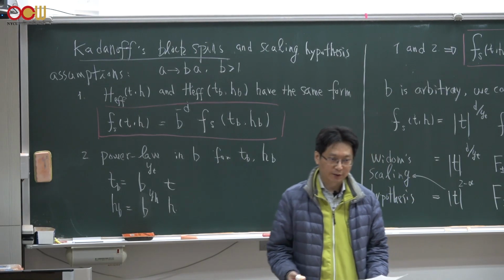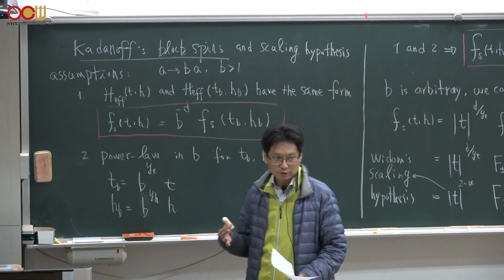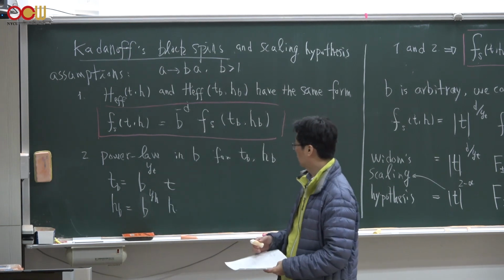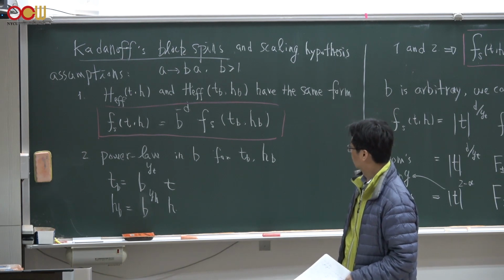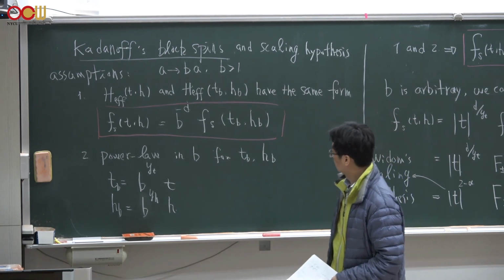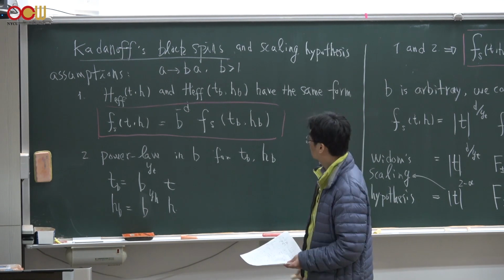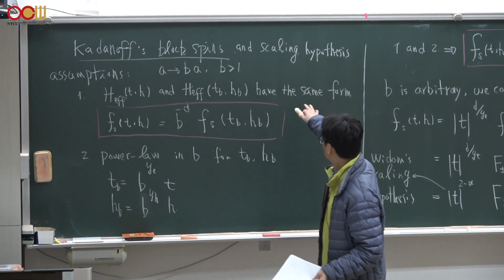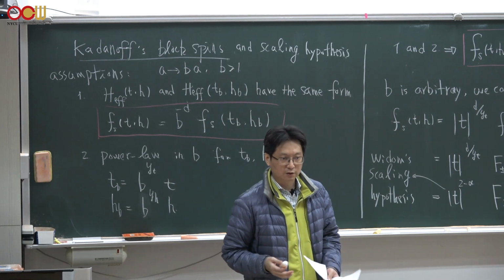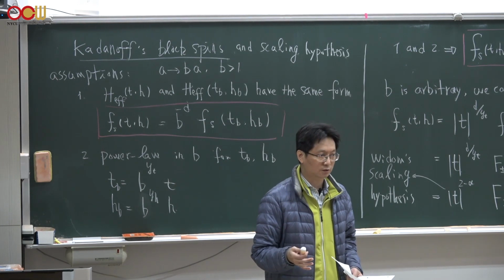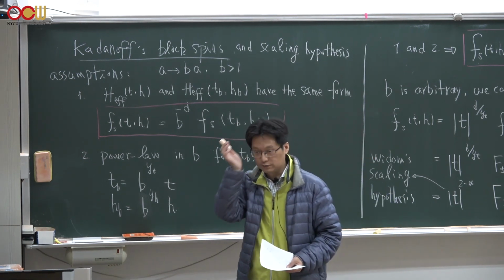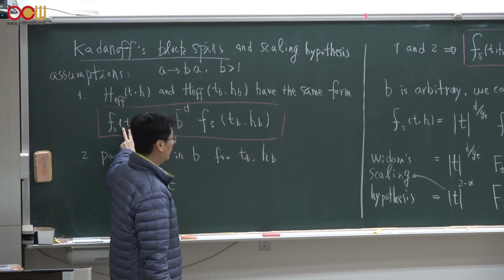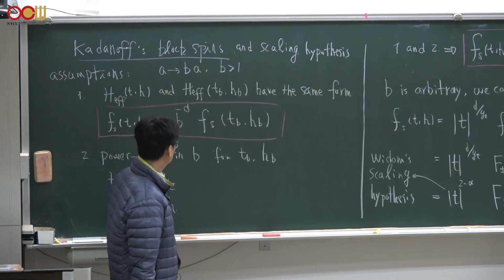So last time we introduced Kadanoff's idea to form a block spin formalism of the Ising Hamiltonian, and there are two important assumptions that we introduced. The first assumption of Kadanoff is that the effective Hamiltonians before and after we make this block transformation have effectively the same form. Meaning, apart from the renormalization of the coupling constant, which we will discuss later, these two Hamiltonians have exactly the same form. And therefore, the free energy density between the unscaled and rescaled forms have this relation.